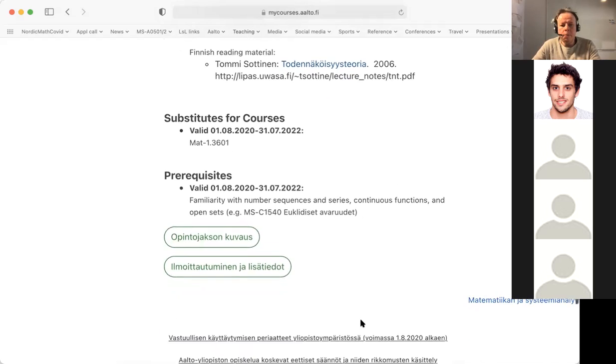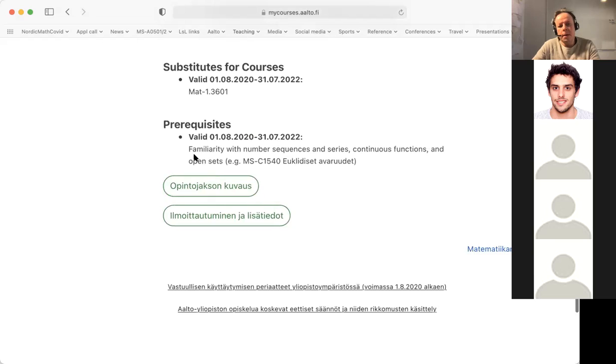What else? Prerequisites. Number sequences, series, infinite sums, you should have seen them somewhere. Continuous functions, open sets. For example, the course Euclidean Avaruudet, which is now called Metric Spaces, could be helpful.